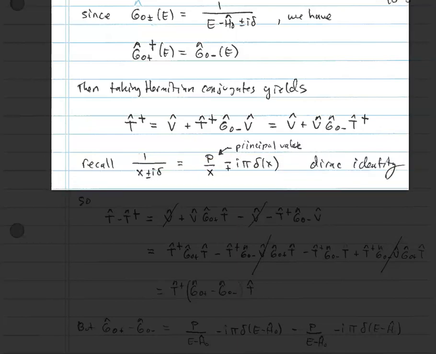Now we have to go back and recall the Dirac delta function identity, where 1 over x plus or minus i delta is equal to the principal value of 1 over x minus plus i pi delta of x. I'm not sure whether you guys have seen principal values before. Effectively, what principal value means is that when I'm evaluating 1 over x, when it appears in an integral, I have to evaluate it symmetrically on both sides of x, and I don't evaluate it at x equals 0.